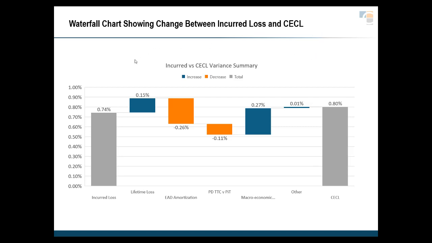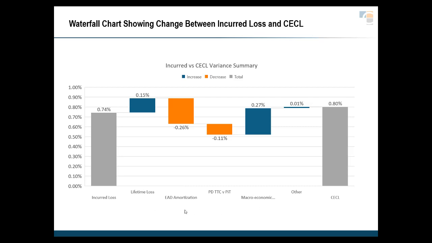But ultimately what we've done here is provided some examples that you can use to get your senior management over the line when trying to communicate what our changes are from our incurred loss to our CECL number. And the changes listed below provide some additional insight as to what are CECL-specific changes.